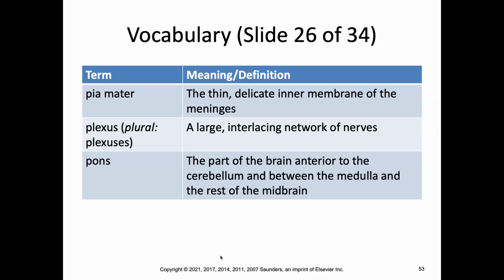Another Latin term, plexus, and that's the singular. Plexuses is your plural. And I don't know why it's that, but it is. Your pons is the part of the brain that is anterior, which means in front of the cerebellum and between the medulla and the rest of the midbrain.